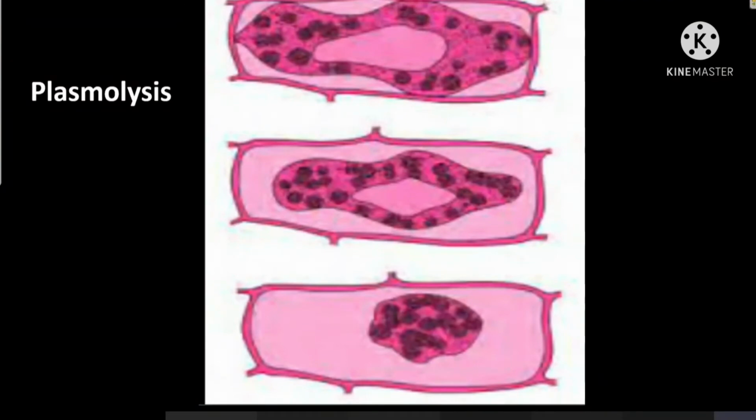This is plasmolysis only, in steps they have shown. See, slowly cytoplasm is staying away from the cell wall. This is more, they are starting to go inside. In the last picture, they have completely come away from the cell wall.